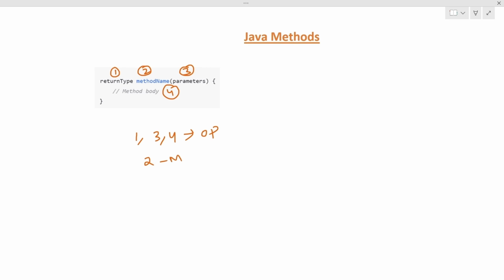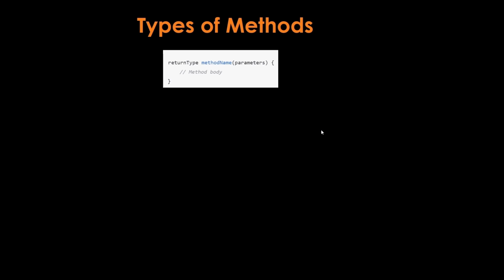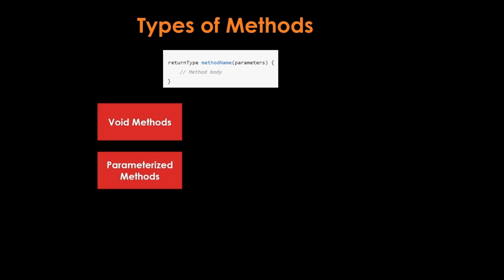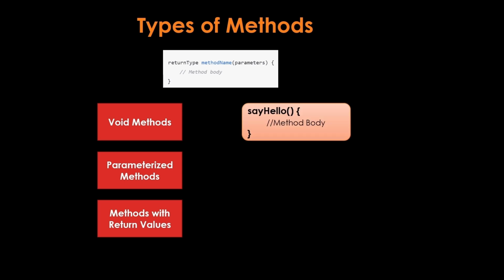Let's talk about the different types of methods we have in Java. We have three types of methods. First one is void method. Second one is parameterized method. Third one is method with return values. Void methods have only method name and method body. They don't have any return value or parameters.